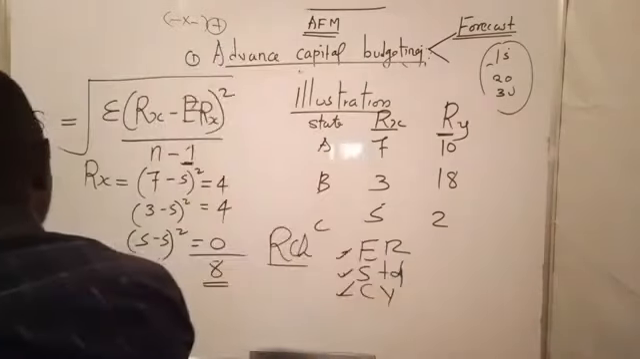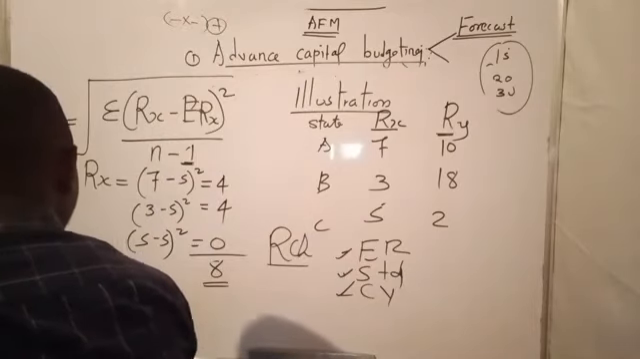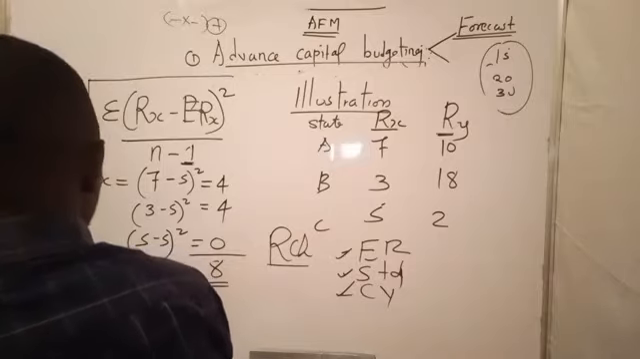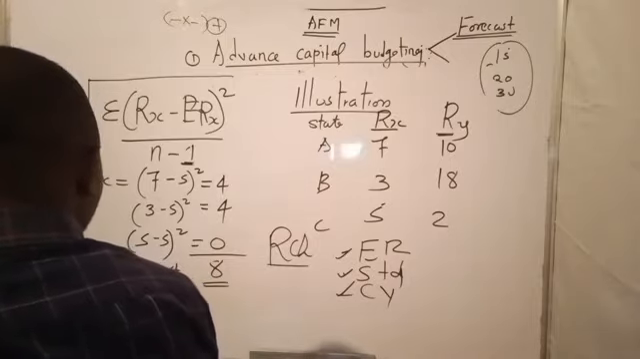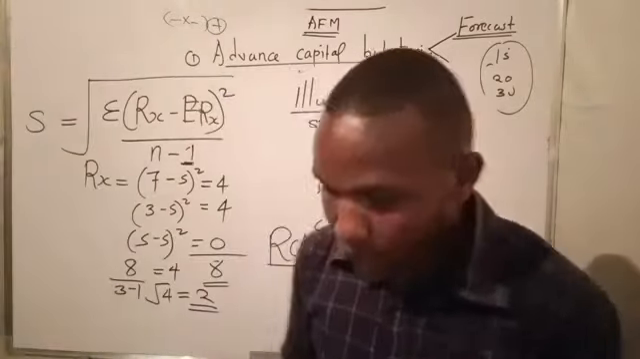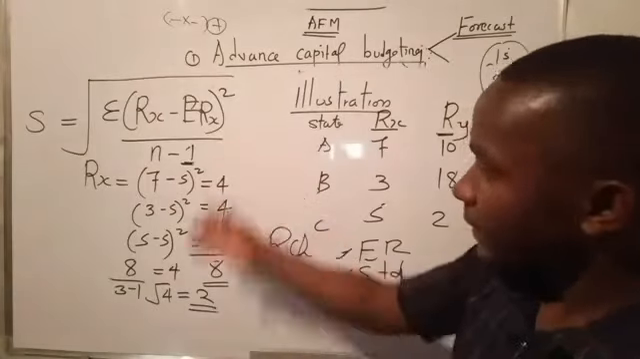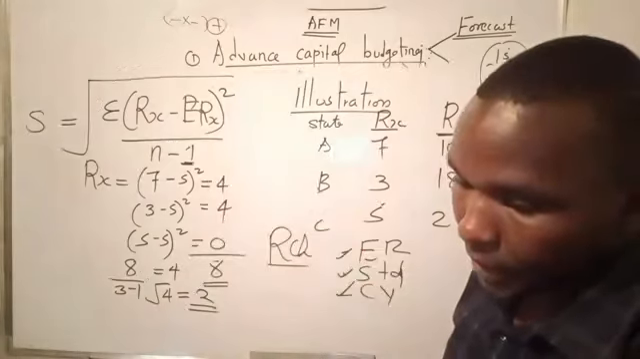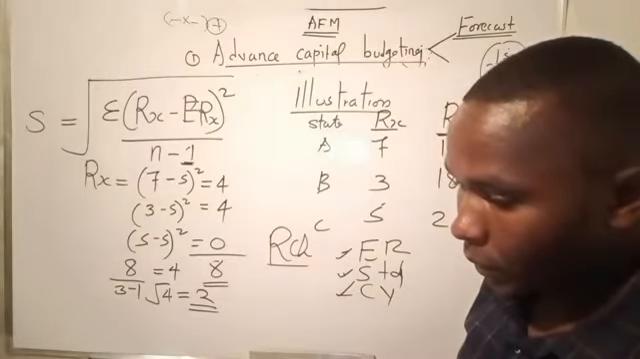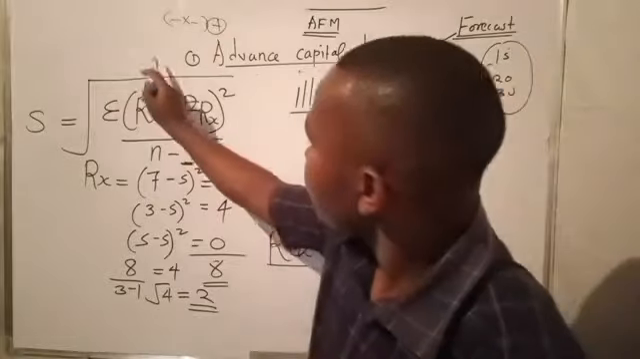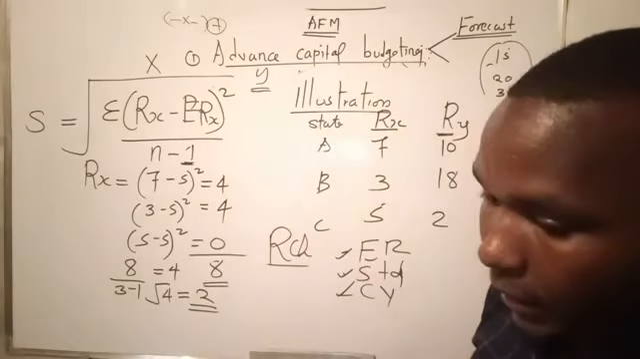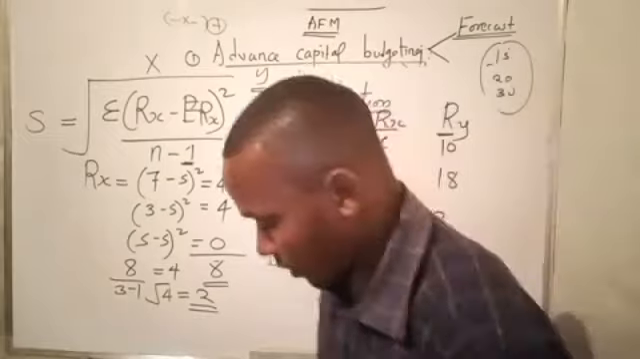So you will take now 8, you divide by 3 minus 1, that is 2, which gives 4. So you get the root of 4, which is 2. So our standard deviation is 2. So get for me for security Y.